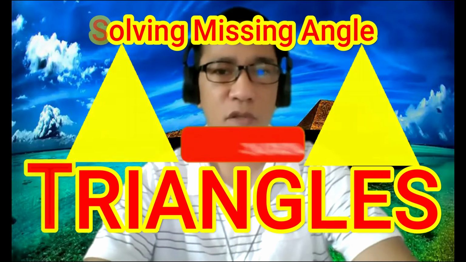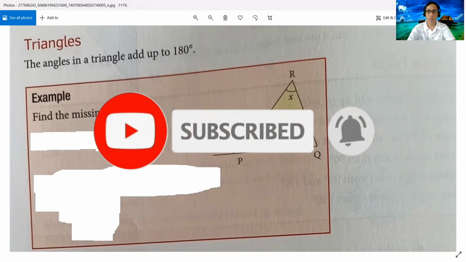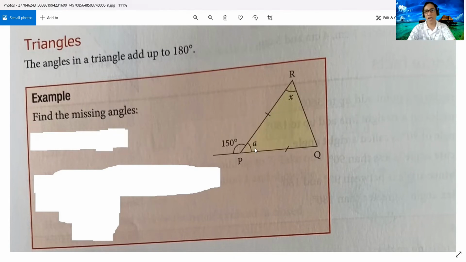Today we're going to learn about triangles. As you can see here, the sum of angles in a triangle adds up to 180 degrees. So when you add this angle, for example, angle A and angle X, and then this angle, that is equal to 180 degrees. So let us try to solve the problem.